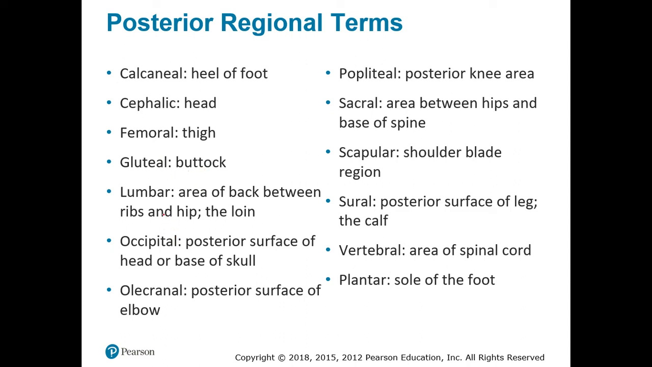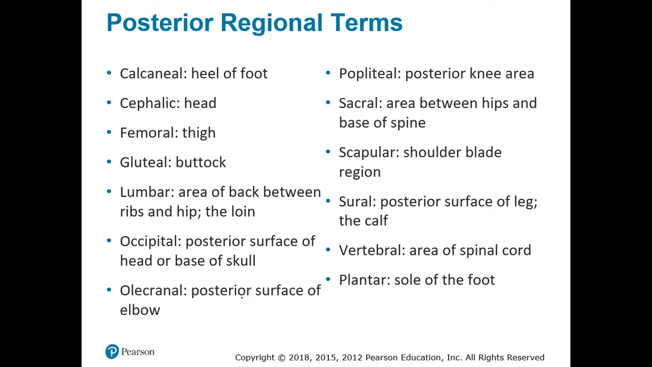Lumbar is an area some people may have heard of if they've heard their parents talk about lumbar or lower back pain. This is going to be between your ribs and your hip. Our occipital is actually the posterior or bottom side, back side of your head or base of your skull. This is actually named after your occipital bone and your occipital lobe, which is in your brain. This houses the vision resource center. So if you get hit there hard enough, you can get blurred vision.